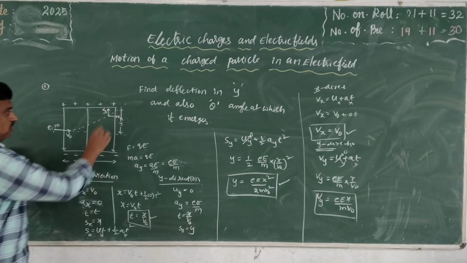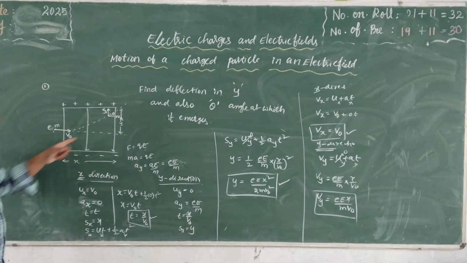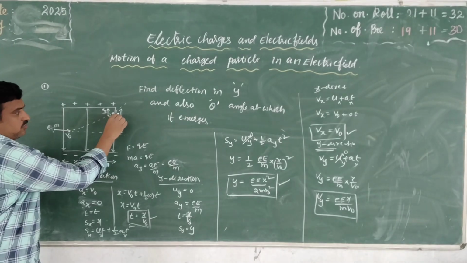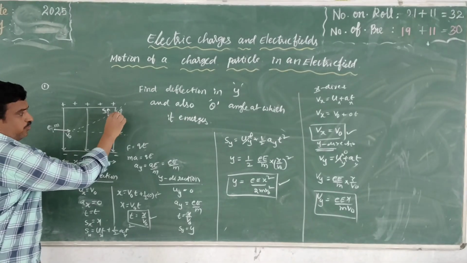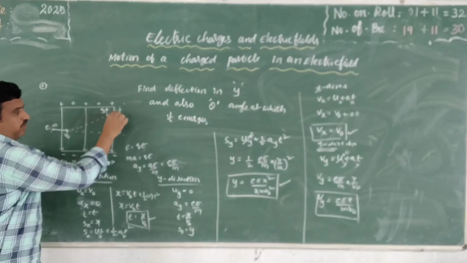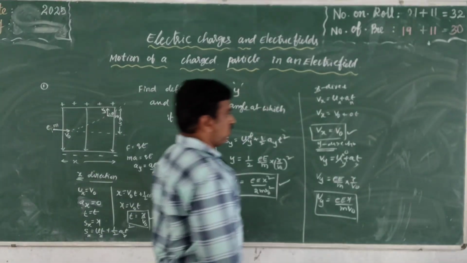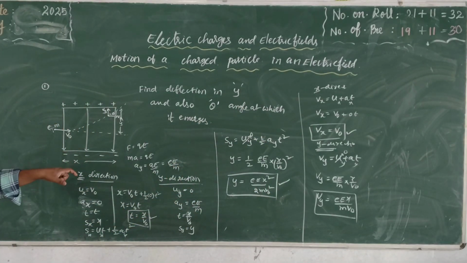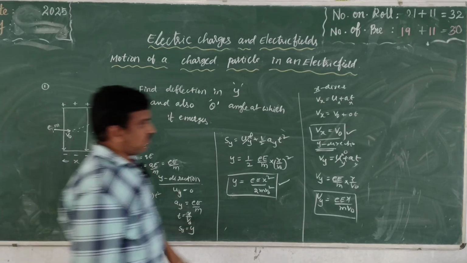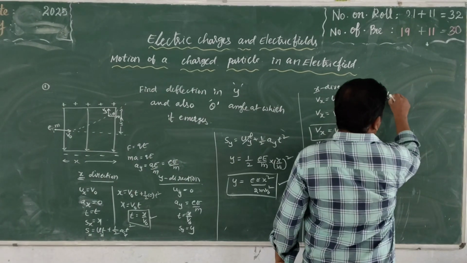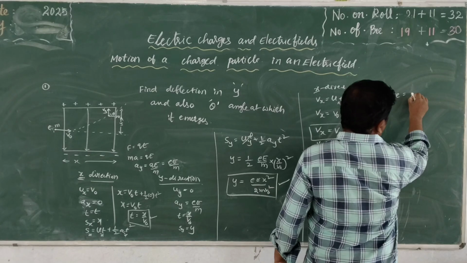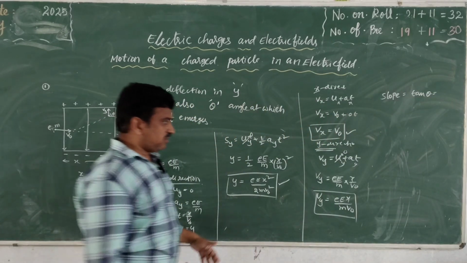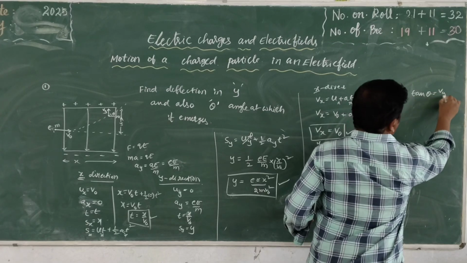We want here the angle theta. Theta means the slope. See this is Vy, so tan theta means opposite side by adjacent side, which is Vy by Vx. At what angle it emerges, that angle we can write as the slope. So tan theta equal to Vy by Vx.